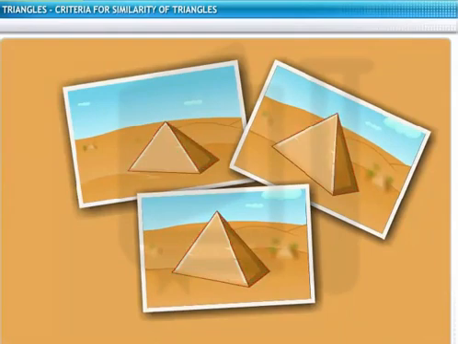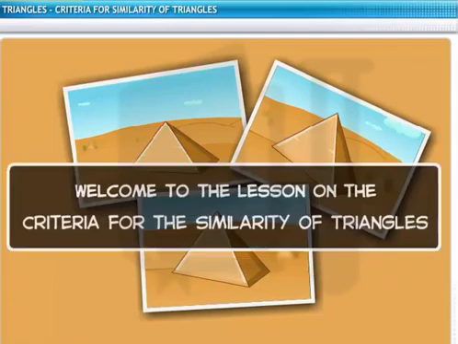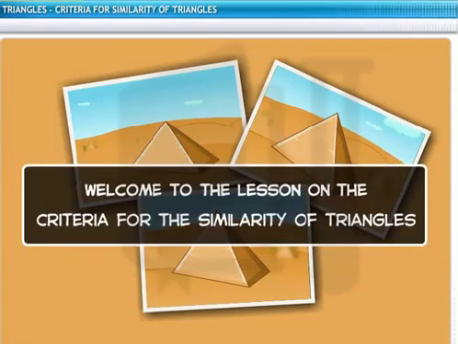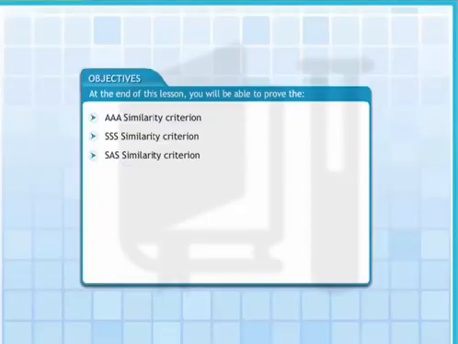Now, look at the lateral surfaces of all the pyramids. They are all triangles that are similar to each other. Welcome to the lesson on the criteria for the similarity of triangles. At the end of this lesson, you will be able to prove the AAA, the SSS, and the SAS similarity criterion of triangles.